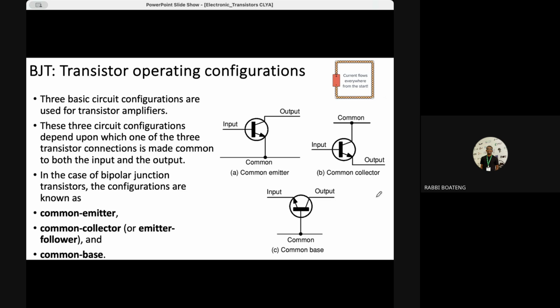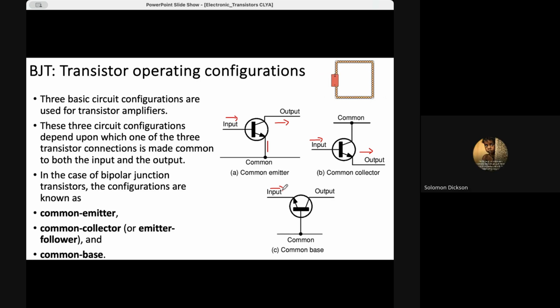Is that okay? Anytime you have a common emitter, we know that the emitter section is connected as a common. When you say common, it is connected to, say, the neutral or the earth. We expect the base to be the input, and the output we should take from the collector. The same way, if we have the collector as a common, we expect the base to be the input, and the output to be the what? The emitter. Likewise, if we have the common as the base, what will be the input here?